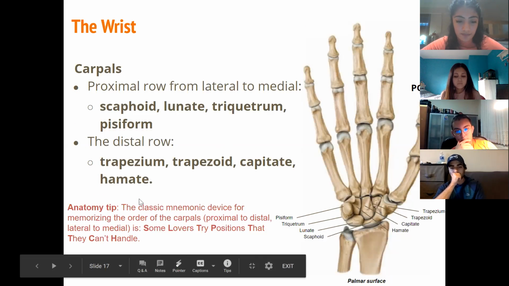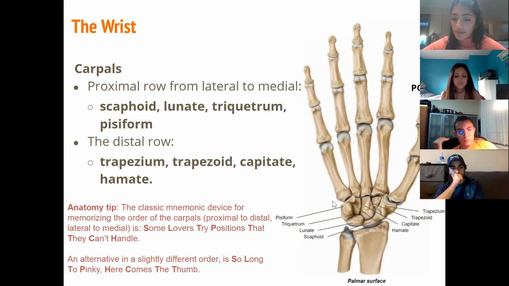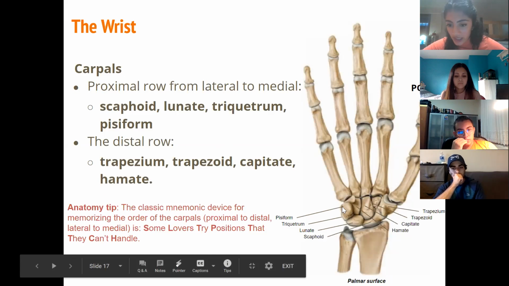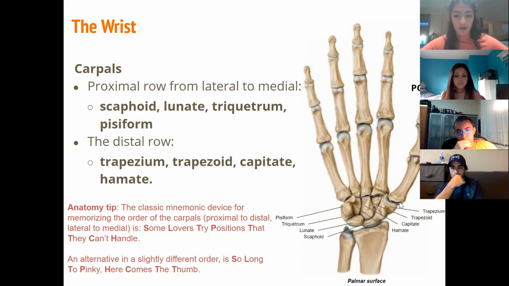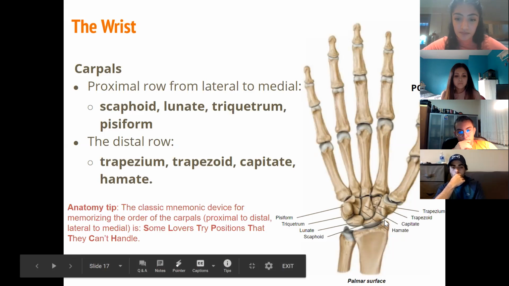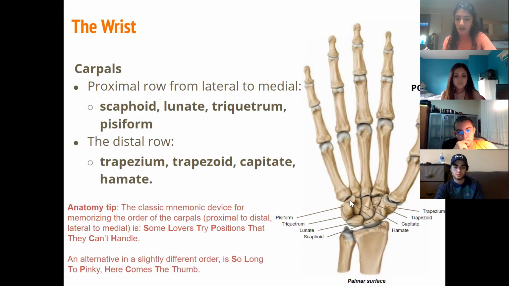What does this say? "So long to pinky, here comes the thumb." It's going to be a different order, so just make sure you're keeping that straight. But this first mnemonic is going to be right to left and then right to left. Another thing to note is that we have this little thing called our hook of hamate, and you can actually palpate it on your hand. Sometimes that's helpful for orienting yourself, if you forget which side of the bone you're on.